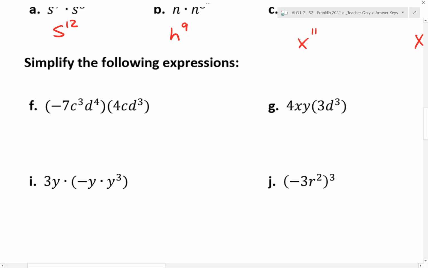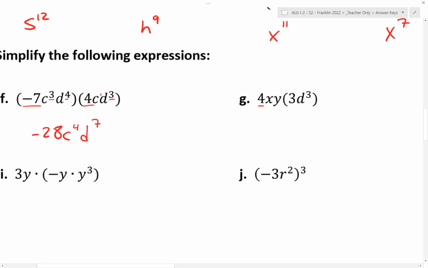Let's keep going. Here are some maybe trickier ones, but remember, multiply coefficients together, add the exponents. So negative 7 times 4, first of all, that's negative 28. And then just go through every variable and add them up. So for the C's, we've got 3 here, and 1 here. So 3 plus 1, that is 4. And for the D's, we've got a 4 here and 3 here. So 4 plus 3, that is 7. Just go one at a time through the expressions, multiply the coefficients, add the exponents.